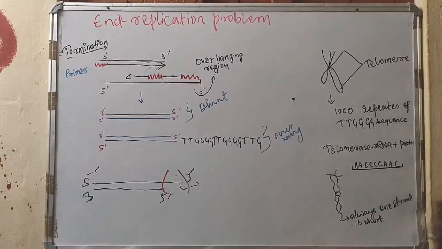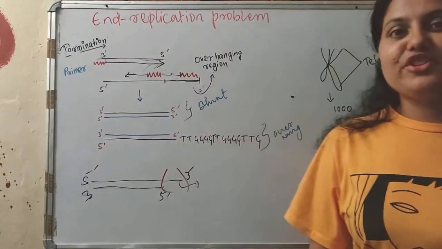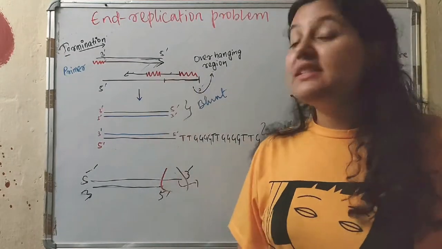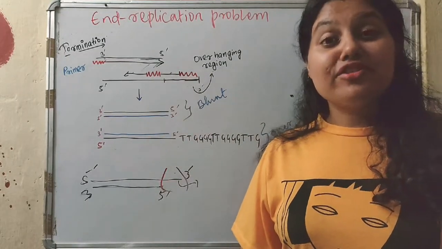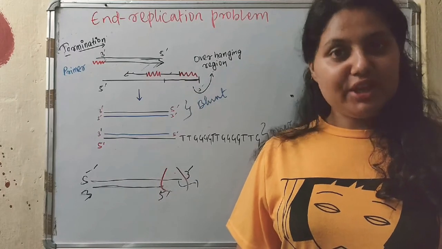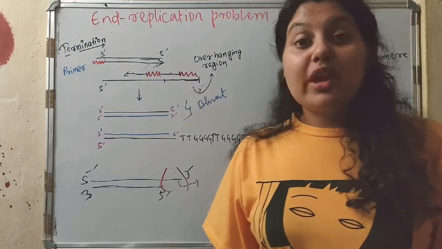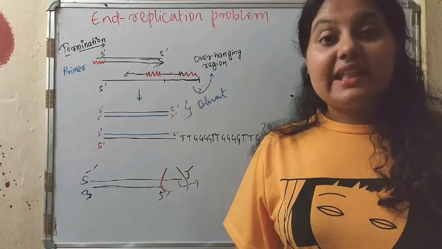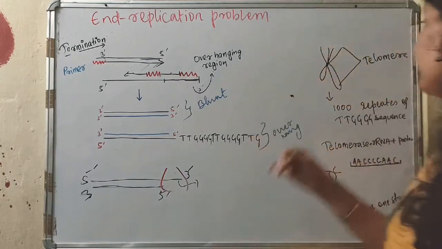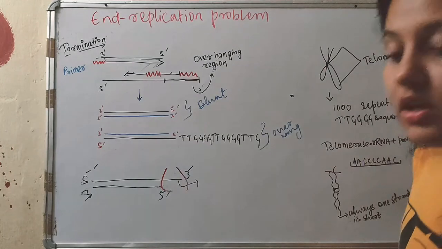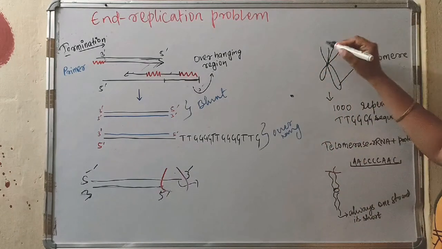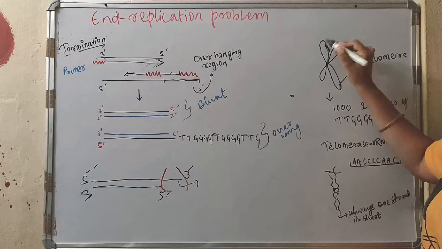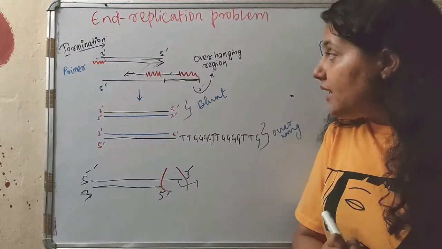Hello and welcome everyone. In this section of the video, I am explaining the end replication problem, which is also known as the termination of DNA replication in eukaryotes. Since eukaryotes have a linear strand of DNA, there will be some problem in the replication at the telomeric end. Why is this?